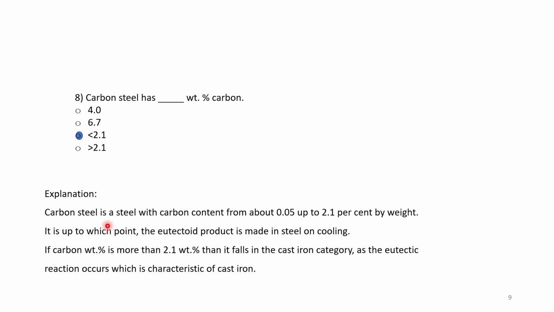Carbon steel is a steel with carbon content from about 0.05 up to 2.1% by weight, which is the limit up to which the eutectoid product is made in steel on cooling. If carbon weight percent is more than 2.1 weight percent, then it falls in the cast iron category, as the eutectic reaction occurs, which is characteristic of cast iron.